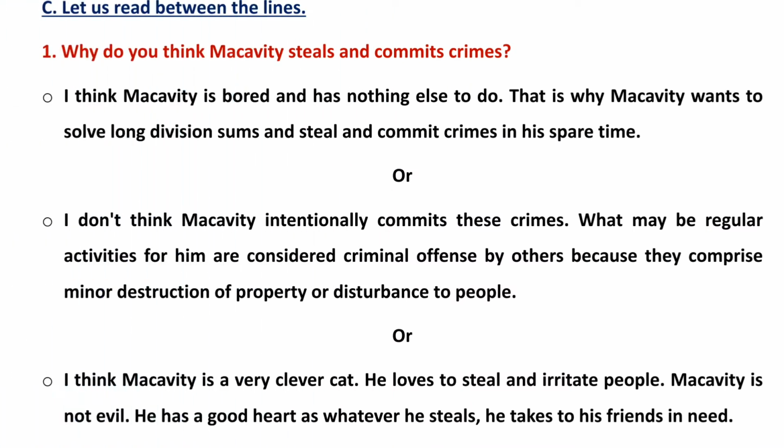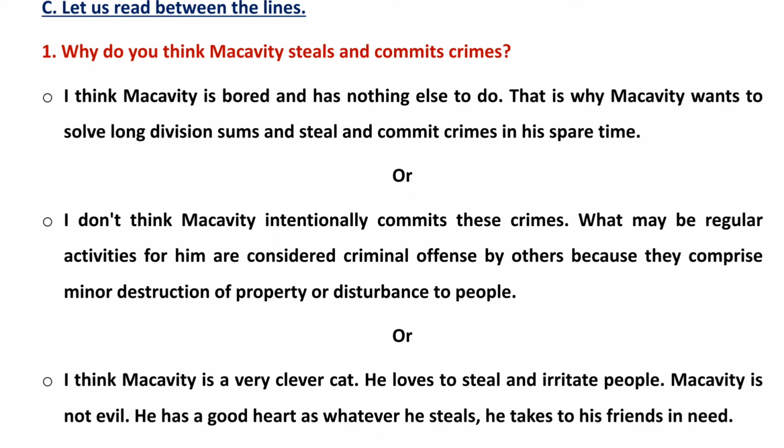So let me move to the next section. The next section, C, is "Let us read between the lines." Here the question is, why do you think Macavity steals and commits crime? There are 3 reasons given by me, but you have to write your own answer. This is just a sample answer only.